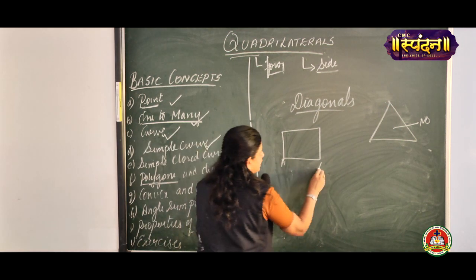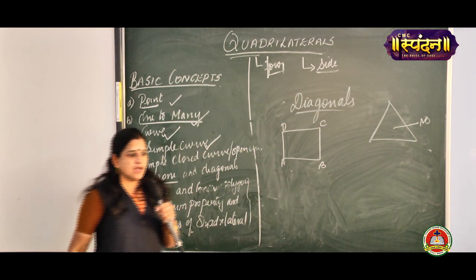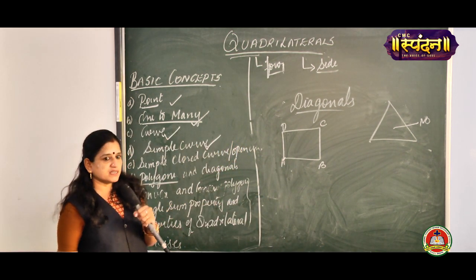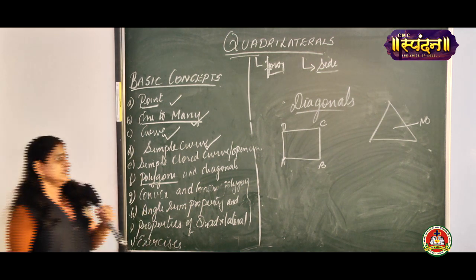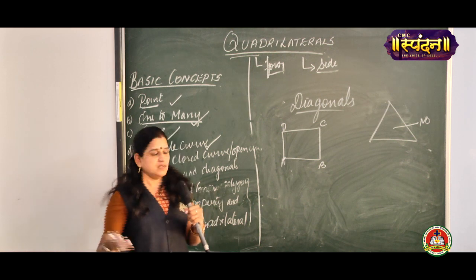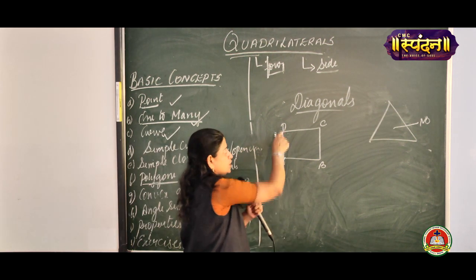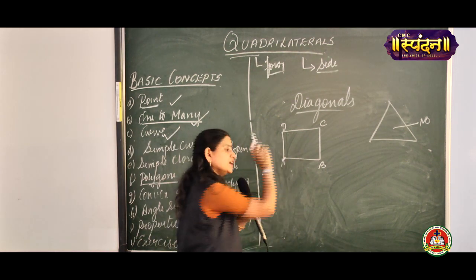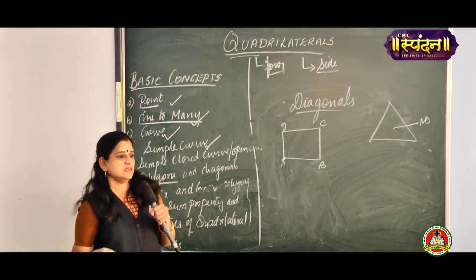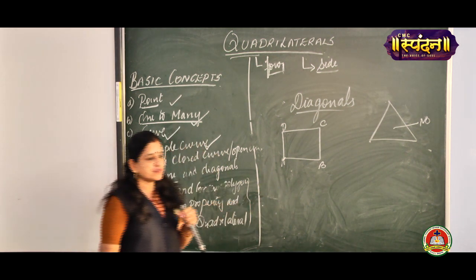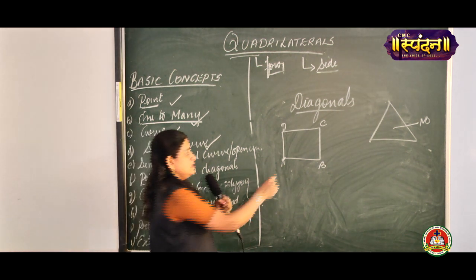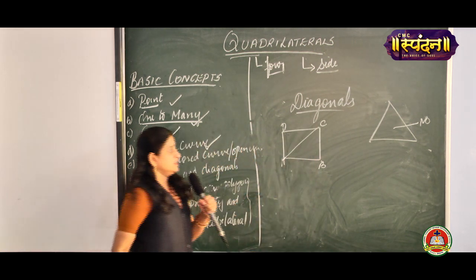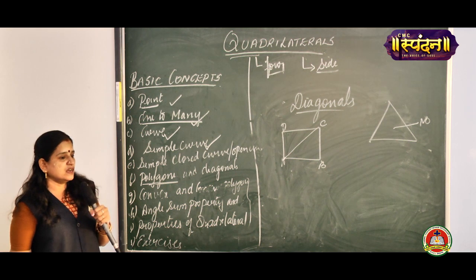Suppose we take a quadrilateral ABCD. I am going to start with the point A. What is the next point after A which is not consecutive? Consecutive means next. The consecutive points of A are B and D. So I cannot say AB is a diagonal, and I cannot say AD is a diagonal. They are sides. What is the next point after B which is not consecutive to A? After B, C is the point which is not consecutive to A. So AC is a diagonal here.